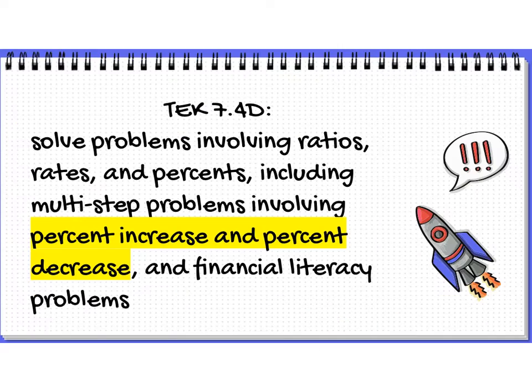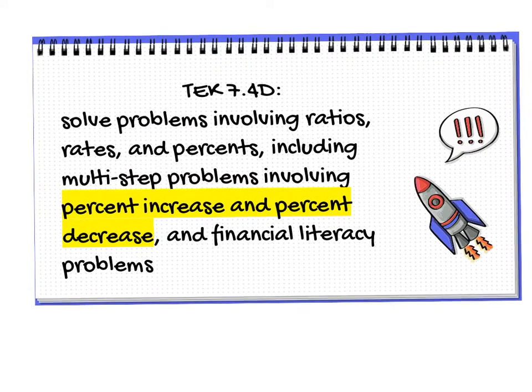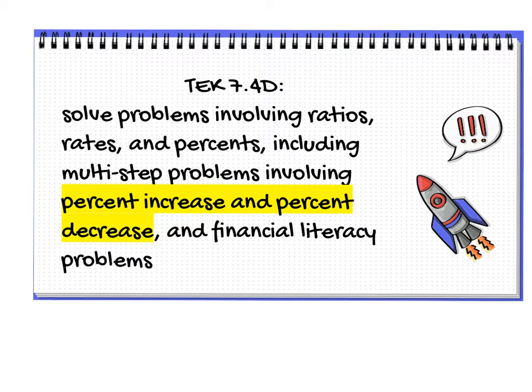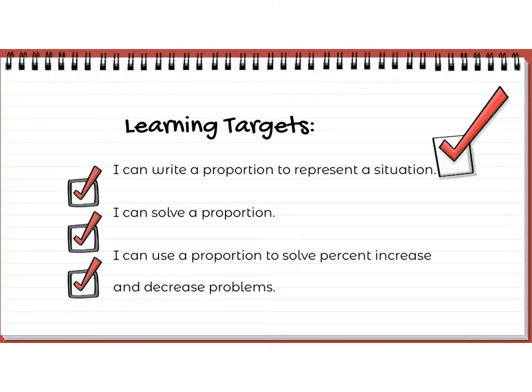Alrighty, so same TEK, here it is, but I highlighted the part of it we're going to work on today, involving percent increase and percent decrease problems. Learning targets are pretty much the same. You're still going to have to write a proportion because we're still talking percent, so that's a proportional relationship. And then you're going to have to solve that proportion. Only now we're going to use a proportion to solve percent increase and decrease problems. So there's just one extra little step we have to do.